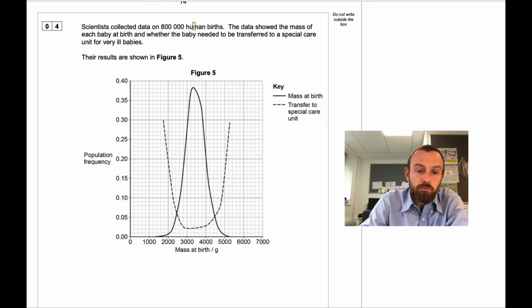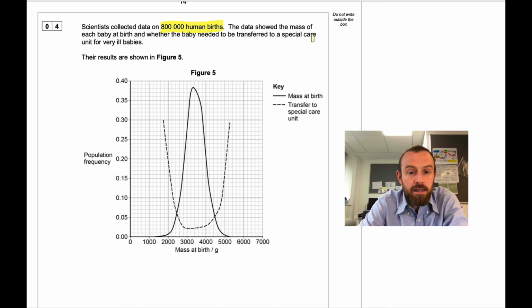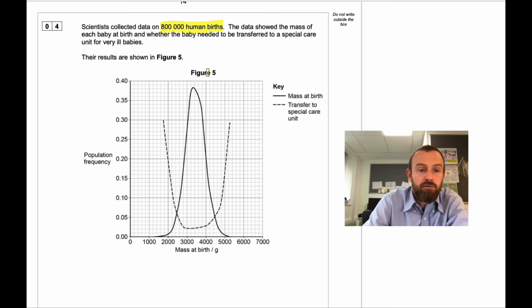Scientists collected data on 800,000 human births. The data showed the mass of each baby at birth and whether the baby needed to be transferred to a special care unit for very ill babies. So this shows the mass at birth in the middle, population frequency, and the transfer to special care unit.